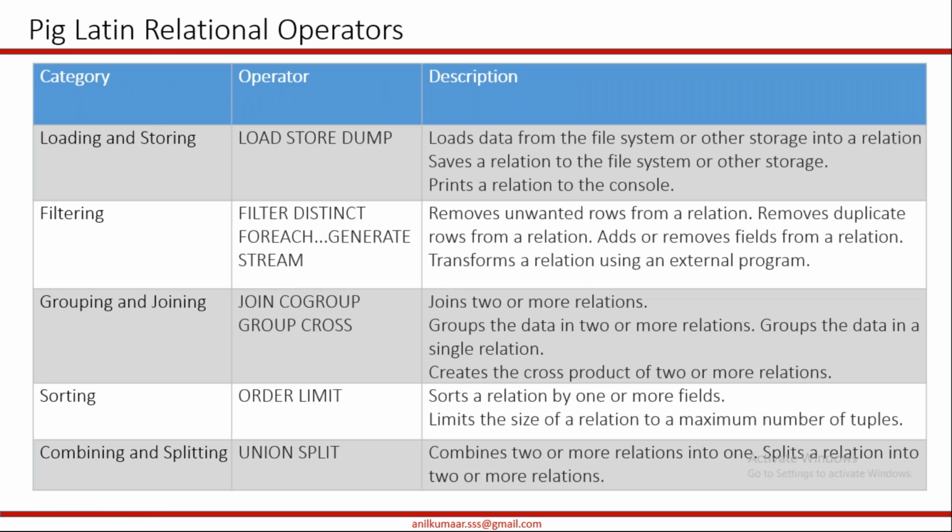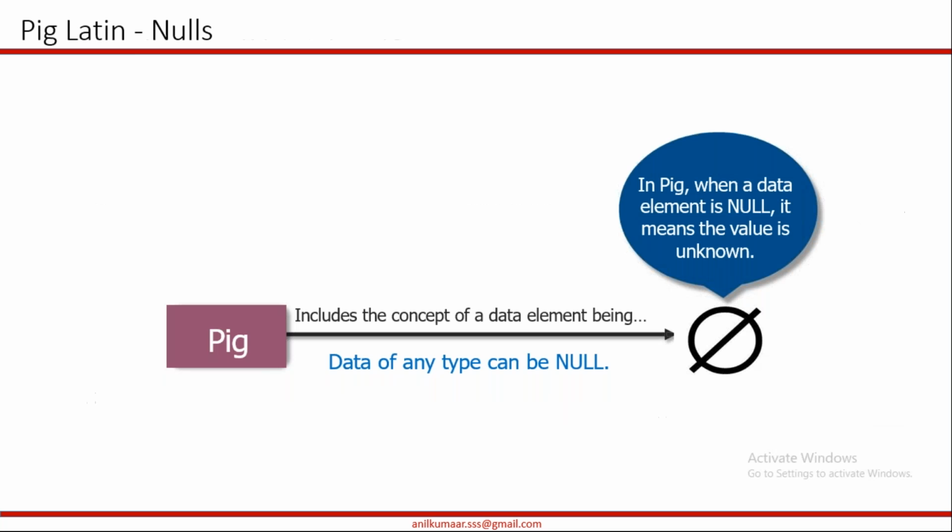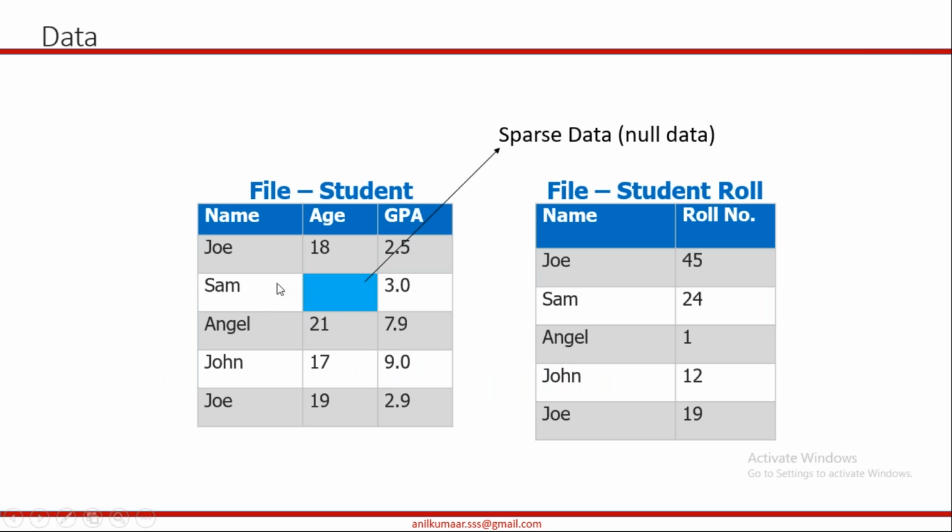And we'll be working on store, dump, filter, join, all the commands. We'll be taking some small data sets and working on this. We can discuss what happens, what the output is, and everything. And of course, Pig Latin accepts null values also, what we call sparse data. For example, certain things like Sam's age are not really known to us. He has not mentioned that, but still we can process the data.